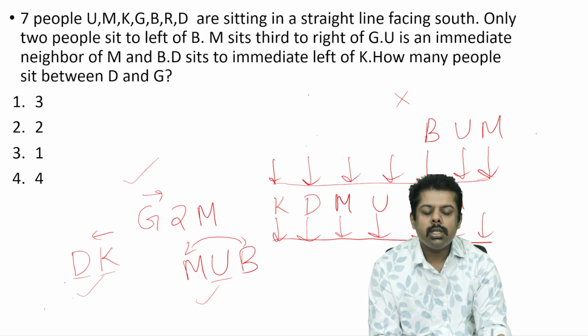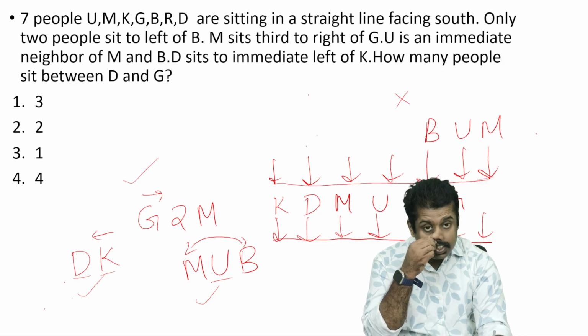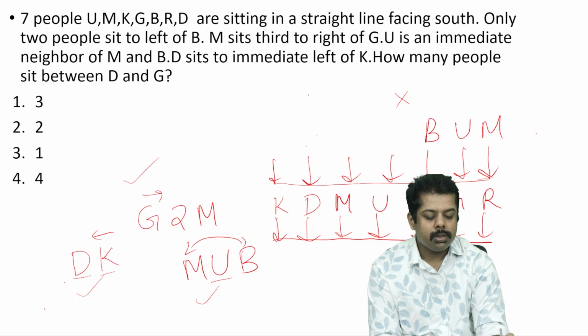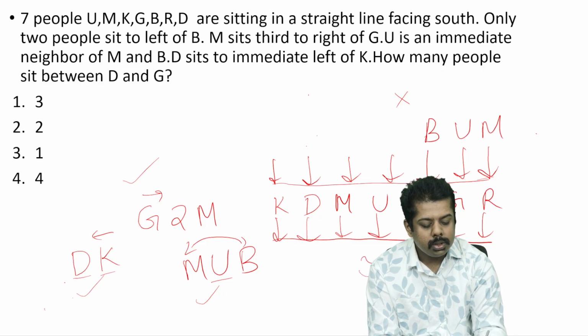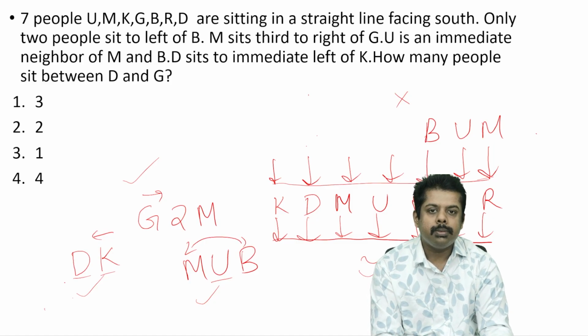One person is missing in the second case. Who is that person, if you're just going through it? It is basically R. So R we can fix in the last position. So as we understood, the second diagram is the perfect scenario. So the second one is the final diagram.